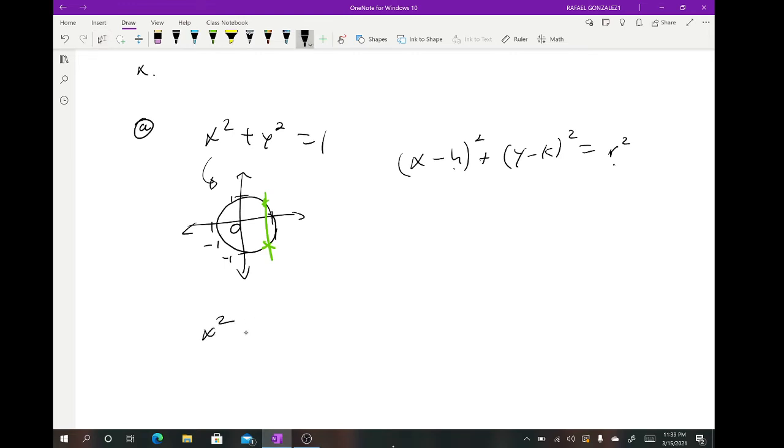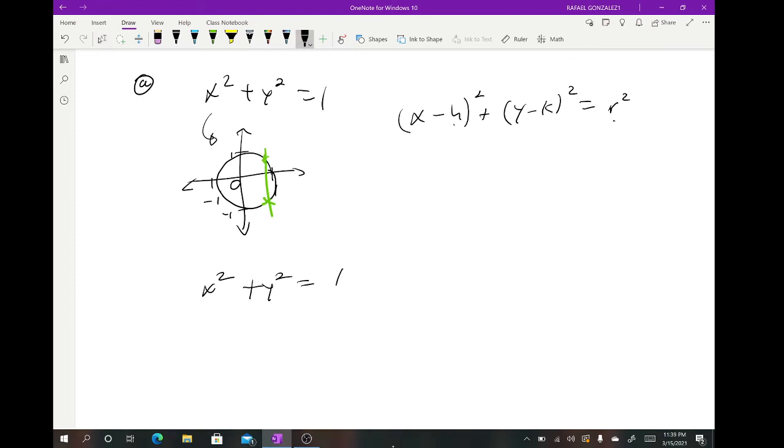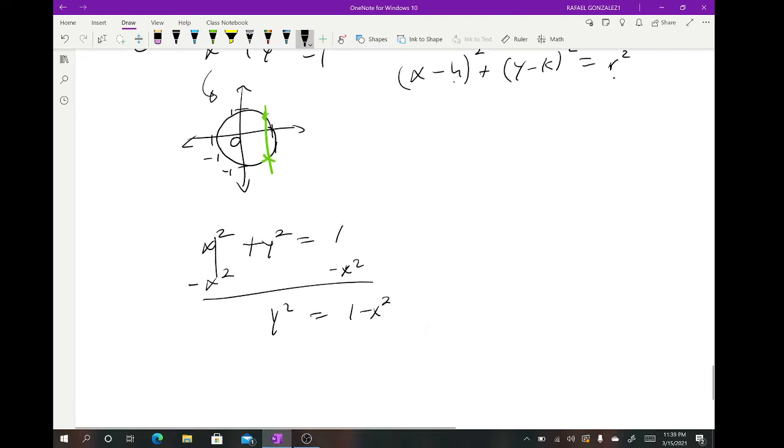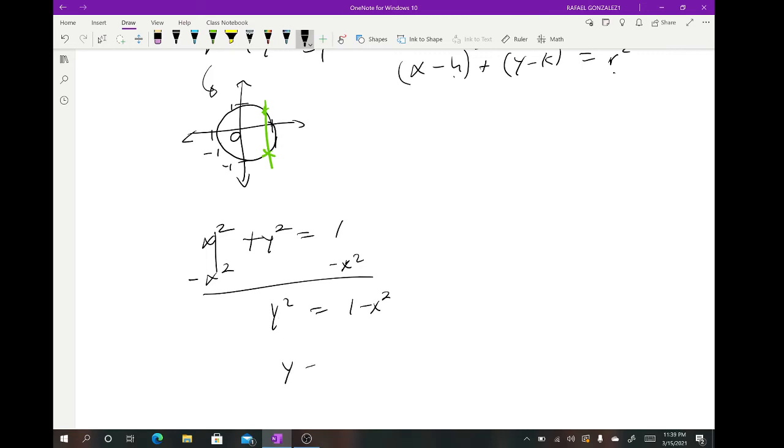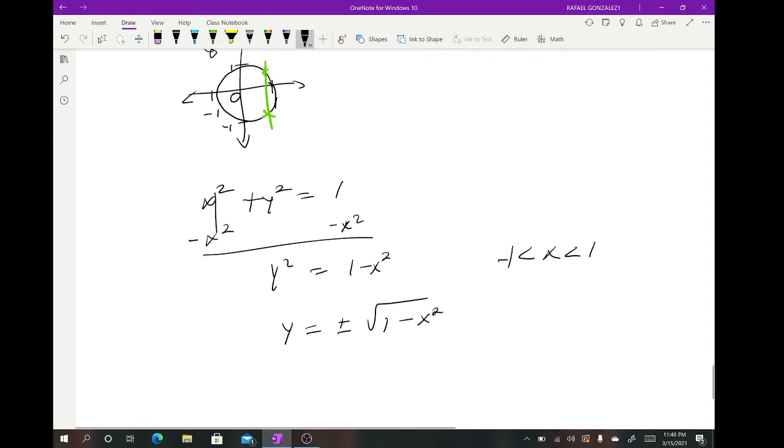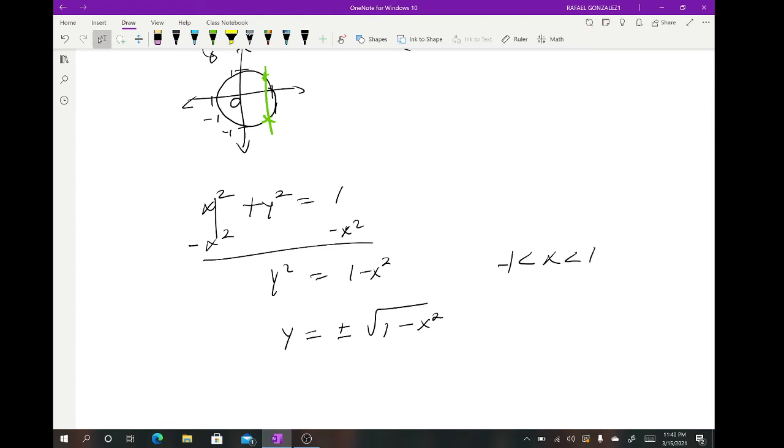So what do I mean by this? If I subtracted x squared from both sides, then I get y squared equals 1 minus x squared. And if I take the square root, I get y equals plus or minus the square root of 1 minus x squared. Now, this is on the interval x bigger than minus 1 and less than 1. If x is 1 or minus 1, then we have 0 inside of this radical.